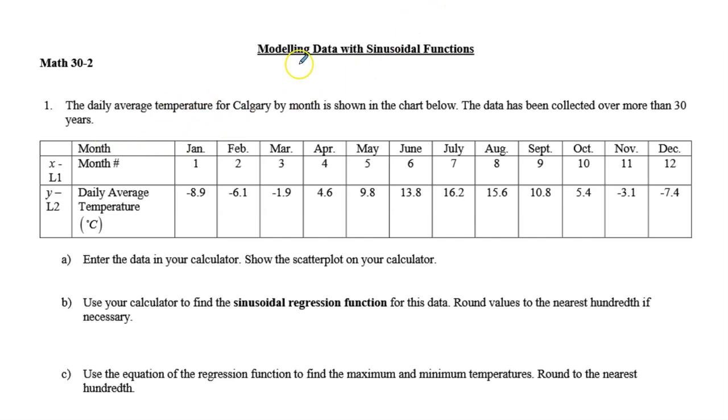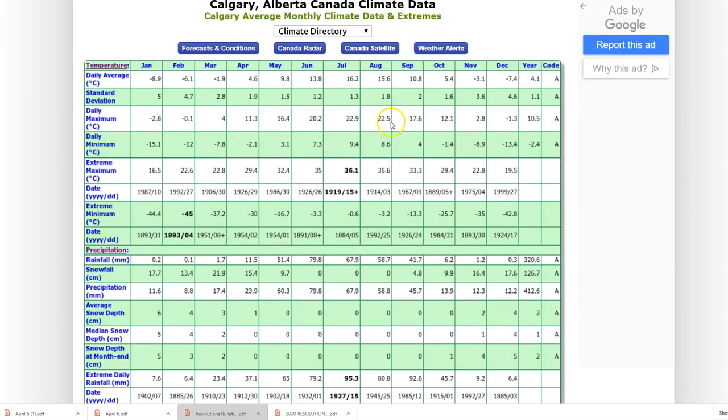The daily average temperature for Calgary by month is shown in the chart below. The data has been collected for more than 30 years, and I'll show you the source for this. So this is where I got the data from. It's Calgary, Alberta, Canada, climate data, and what we're doing is taking the daily average temperature.